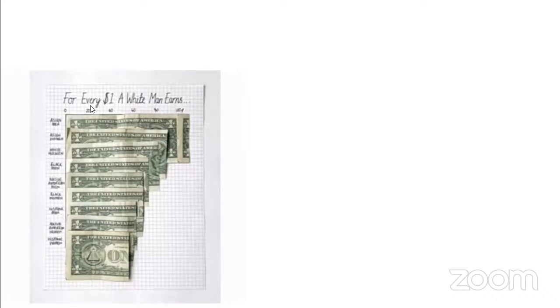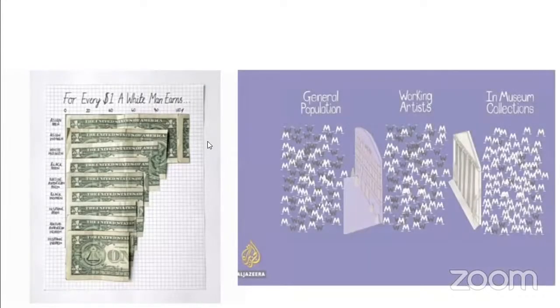But this one she was using to represent, for every $1 a white man earns, what people of different descent earn. So Black women, Hispanic men, Native American women, and so on. Then the general population, and then those who are working as artists, who are working in museums.